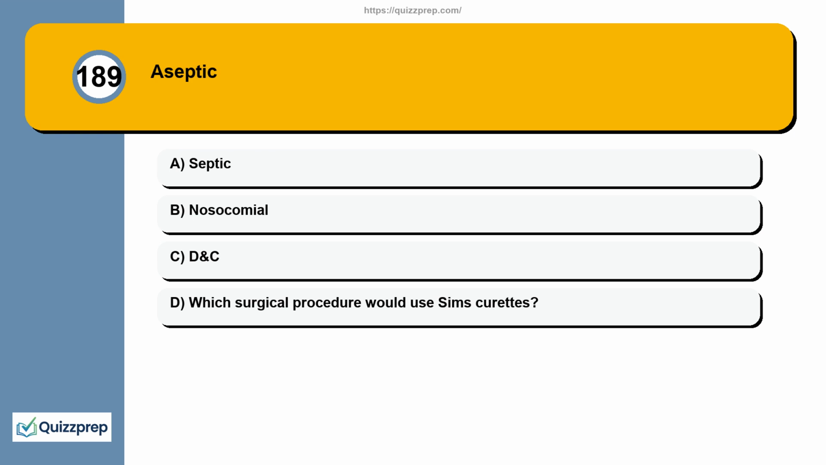Question 189. Aseptic. Option A, septic. Option B, nosocomial. Option C, D&C. Option D. Which surgical procedure would use Sims curettes? The correct answer is option Nan.